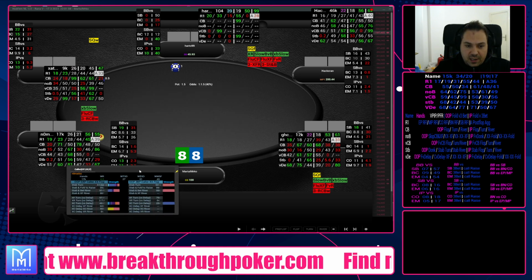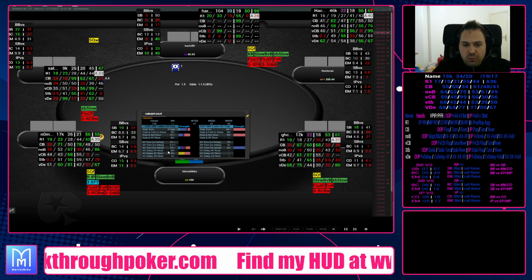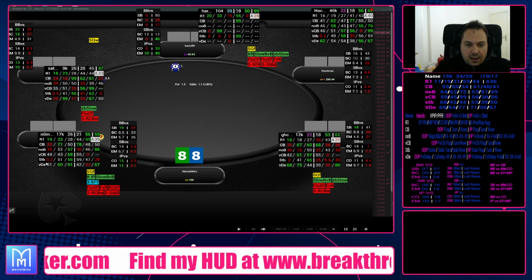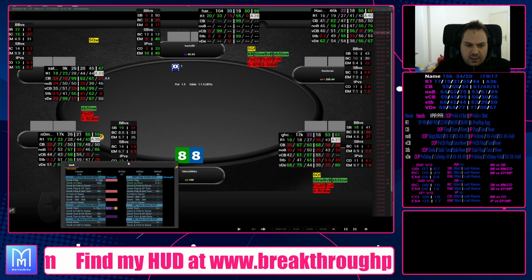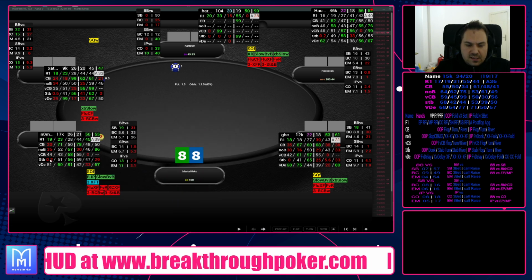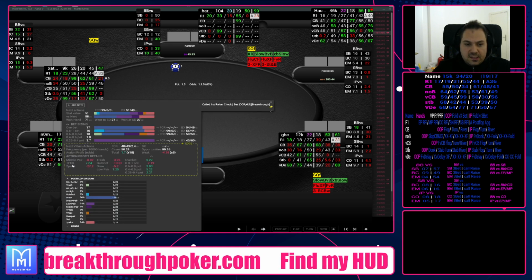We also have now the stats for the turn and for the river, so really intuitive, easy. Did we go through the stab? I don't think we did. Yeah, we're going to go just through the stab. This is the stab flop as out of position, that means donk, and this is the stab turn.